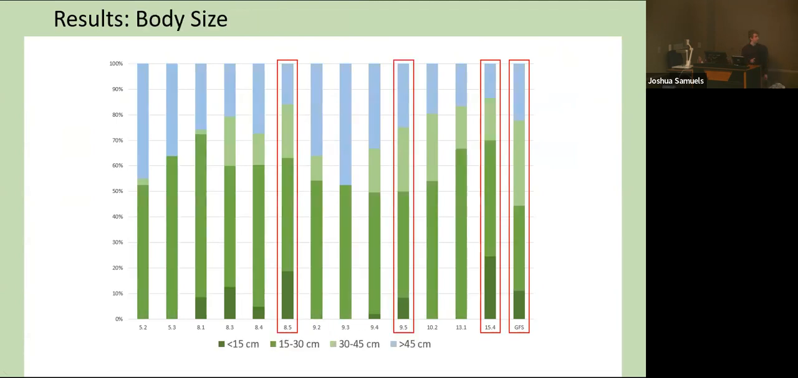Now for body size, this one's very good. We see a clear match between the Gray Fossil Site and the 9.5, the Texas-Louisiana Gulf Coastal Plains.